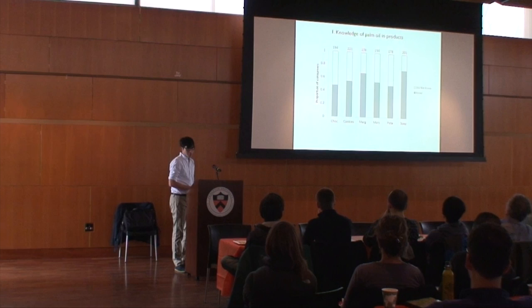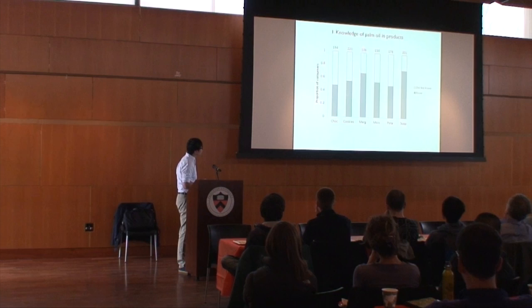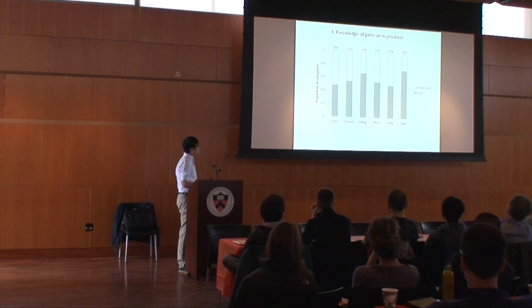So here we found that knowledge of whether a product contains palm oil or not varies from product to product. For chocolate, margarine, and so on, they are all different. Gray shows the proportion of consumers that answered correctly that each product contains palm oil, and white shows the consumers that don't know. So a sizable proportion of people are unaware that products can actually contain palm oil.